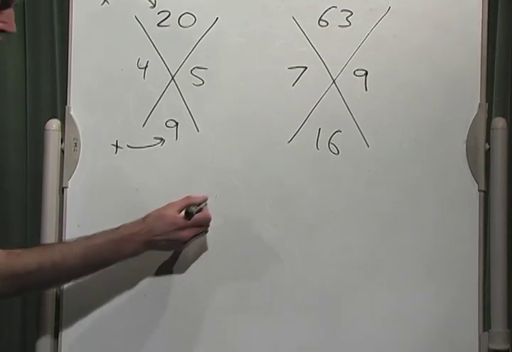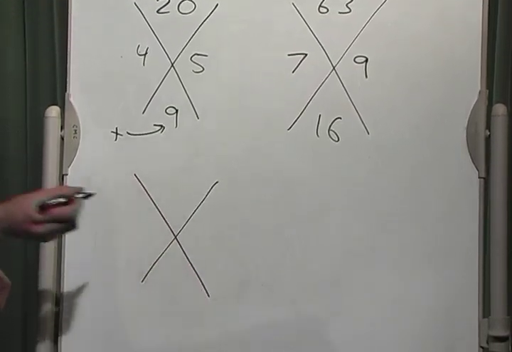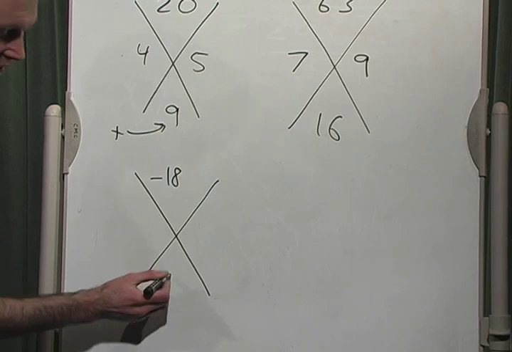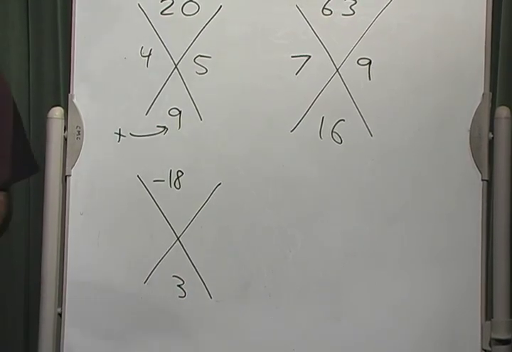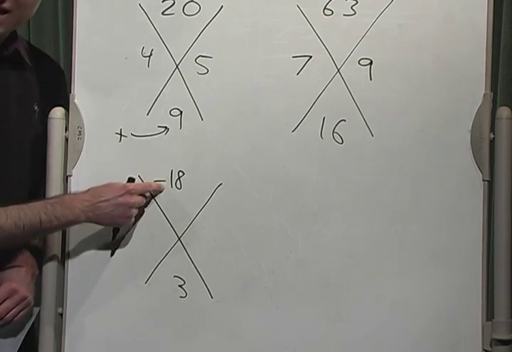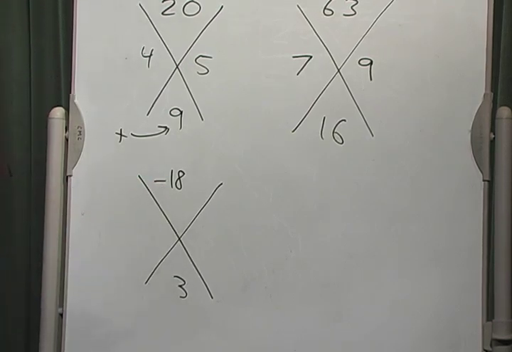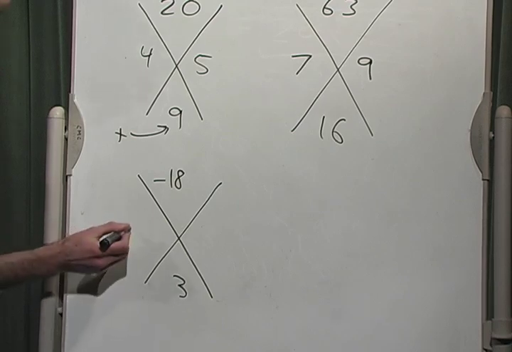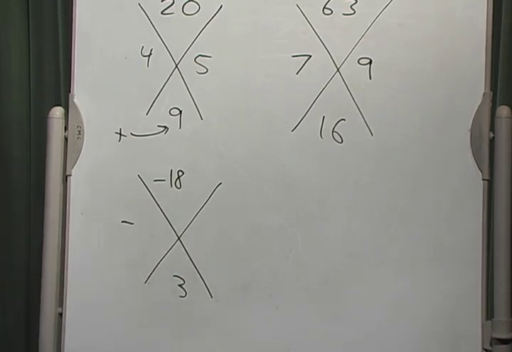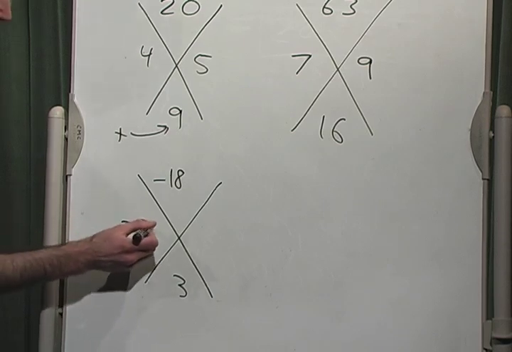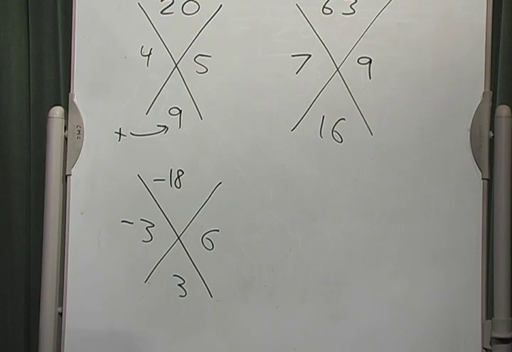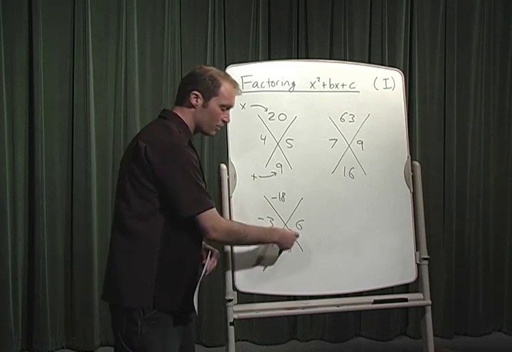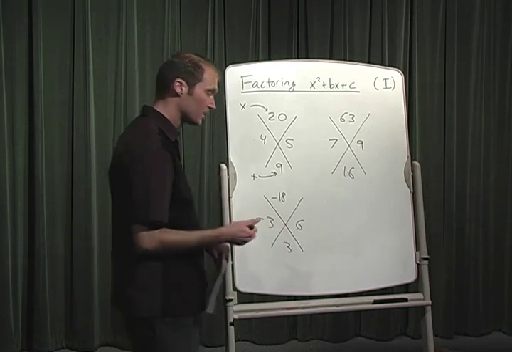A couple more. Something different happens when the top number is negative. Let's suppose that the top number is negative 18 and the bottom number is 3. I'm looking for two numbers that multiply to a negative. The only way that two numbers could multiply to a negative is if they have opposite signs, one of them being negative and one of them positive. In this case, negative 3 and positive 6 will do the trick. Negative 3 times 6 is negative 18, and negative 3 plus 6 is positive 3.